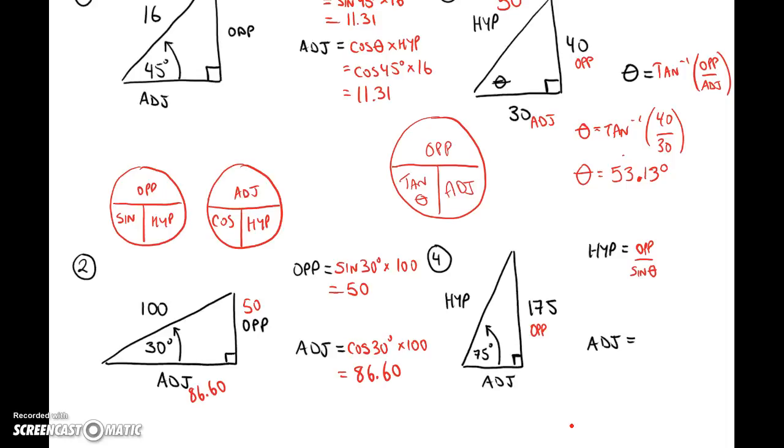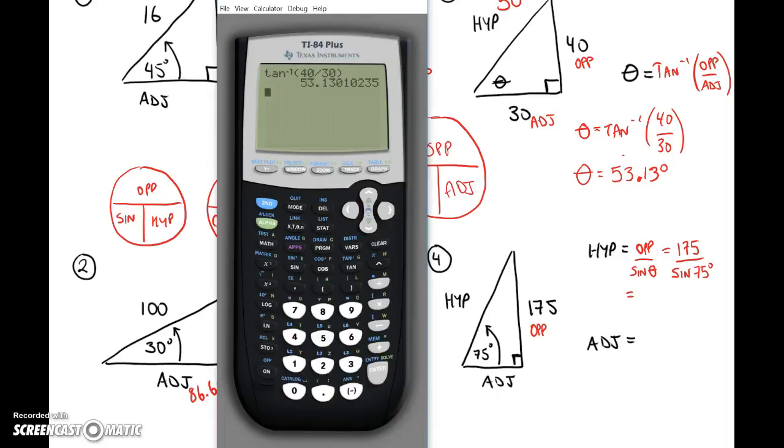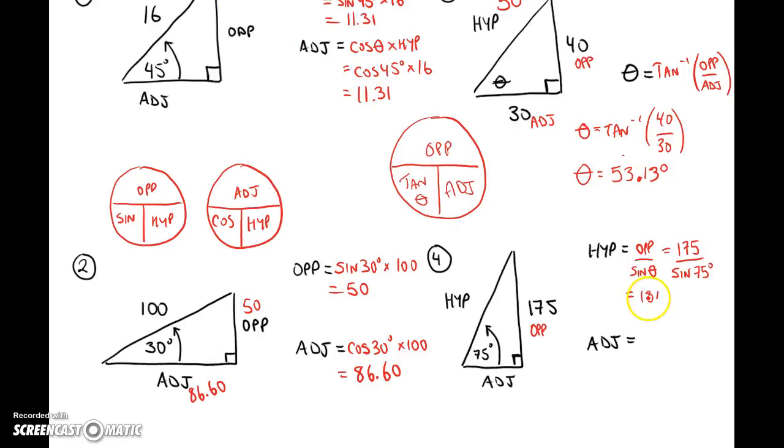Our opposite is what, 175? Our angle is a steep 75 degrees. And so the hypotenuse is, let's see. We got 175 divided by sine of 75 degrees, close brackets, gives us 181.17. Third decimal place there is a 3, so we'll use that as 181.17.